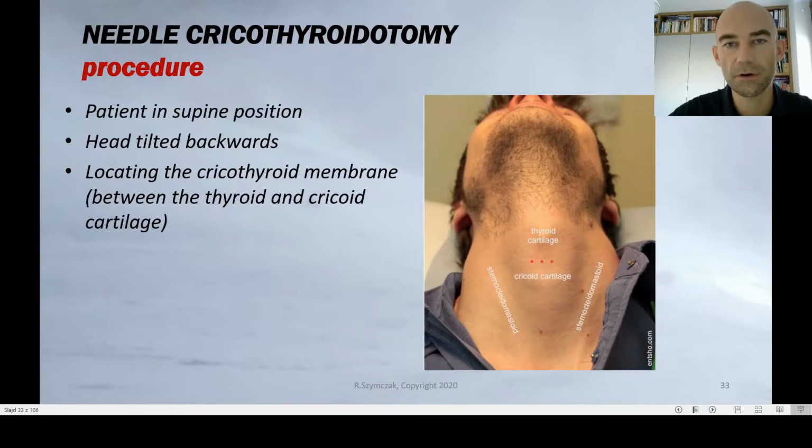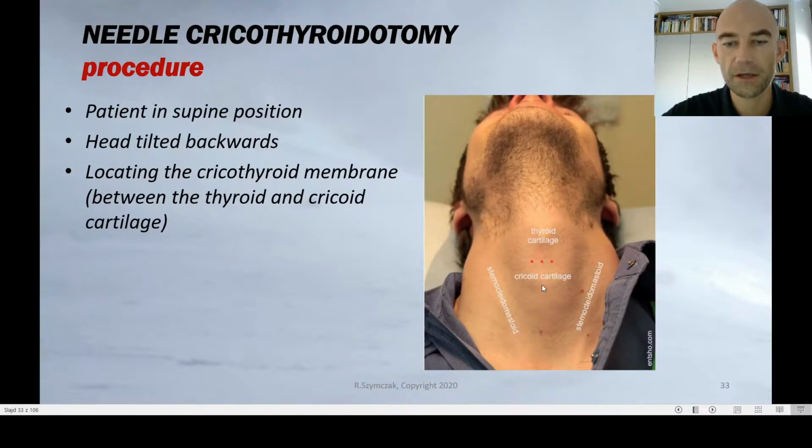First of all, you have a patient in the supine position. Usually it will be like that. It helps to tilt the head backwards. And then the most important thing, you have to locate the cricothyroid membrane, which is between the thyroid and cricoid cartilage. As you see on this picture, I recommend you palpate from down and go up.